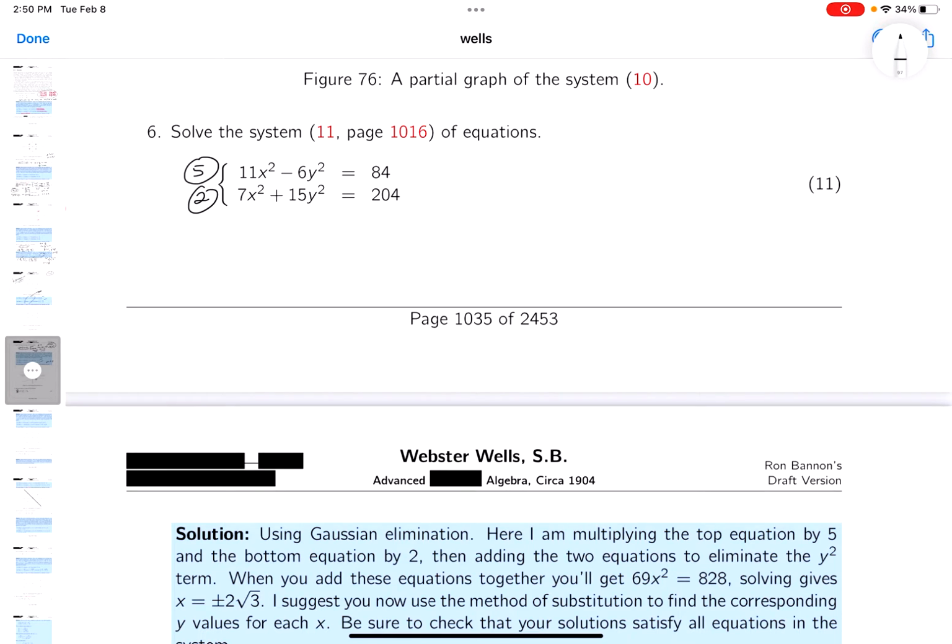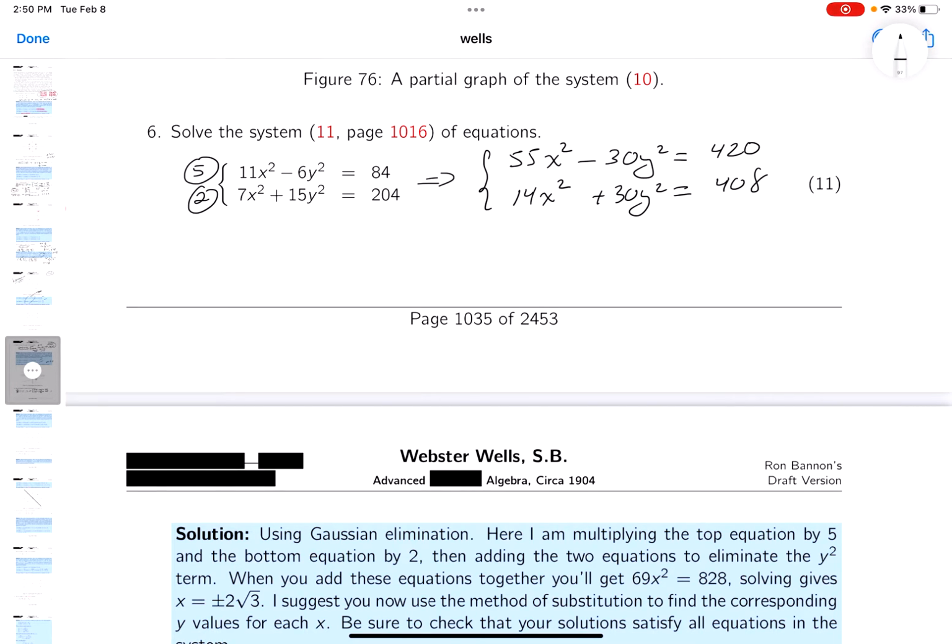Now, again, if you can do this in your head, that's fine. I can't. That's going to be 35x squared minus 30y squared. And 5 times 84, let's see, 420. Put that down. And then you get 14x squared. And then I get plus 30y squared. And then I get 408.